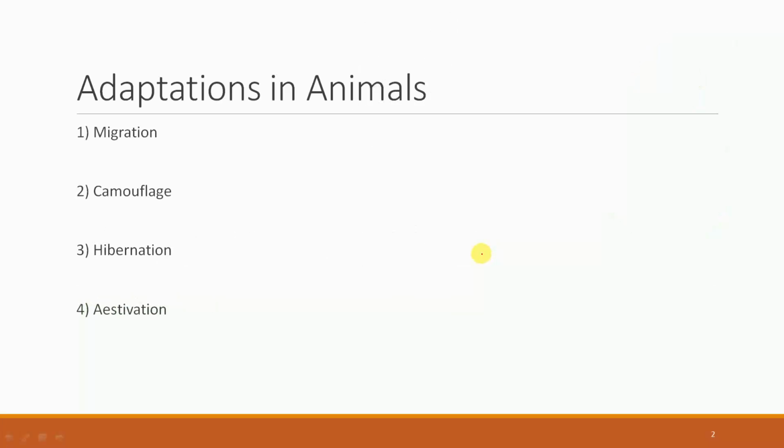The topic for today is the adaptations in animals. Now, just like plants, even animals have a tendency to undergo several adaptations vis-a-vis changes in environmental factors. The first type of adaptation that we will be discussing is migration.